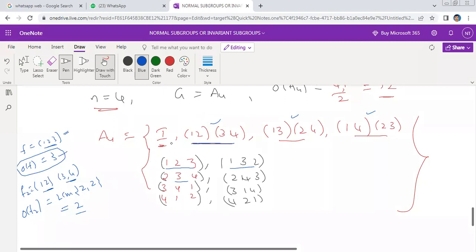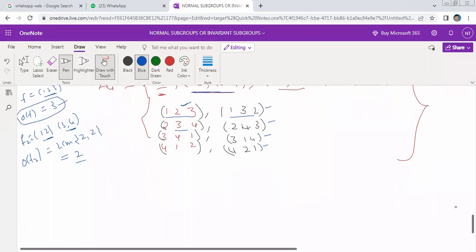Identity permutation order is 1. This permutation order is 2. This permutation order is 2. What is the order of this permutation? 1 2 3. 3. Because this cycle contains 3 elements, the length of this permutation is 3, whose order is equal to 3. Moreover, these orders are also 3. All these 8 terms have order 3. These 4 terms have order 2. What is the order of the identity permutation?